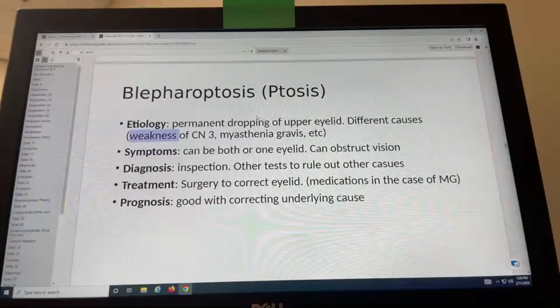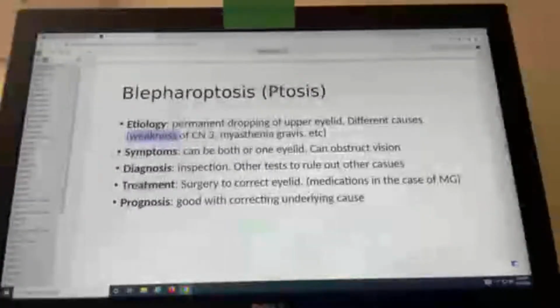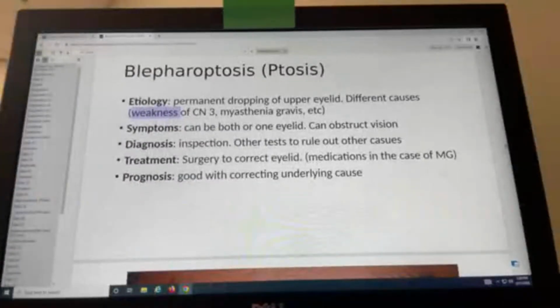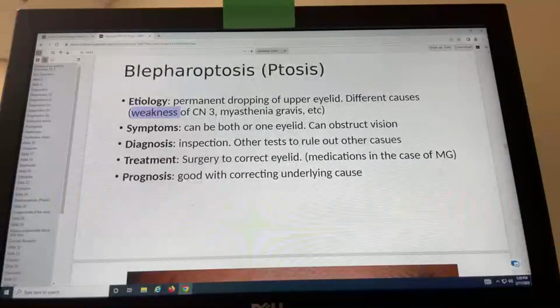If you remember, myasthenia gravis was a very severe weakness. It was a neurological problem where the autoantibodies are attacking, so a lot of weakness happening. So if someone does have ptosis and they don't know why, testing them for myasthenia gravis is going to be a good thing to do, just because they tend to be linked. This can happen with one eyelid or both.